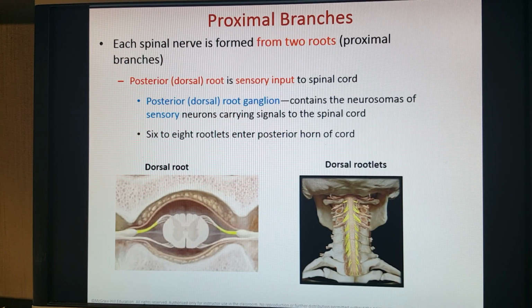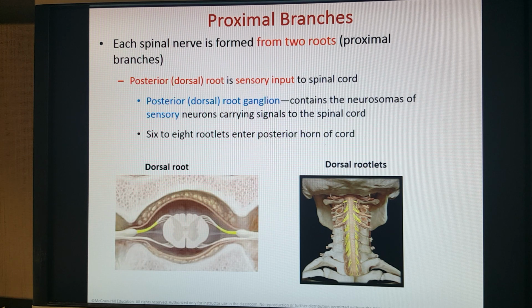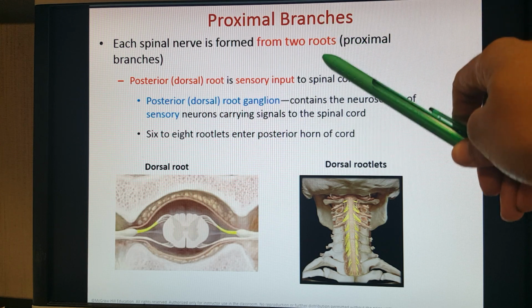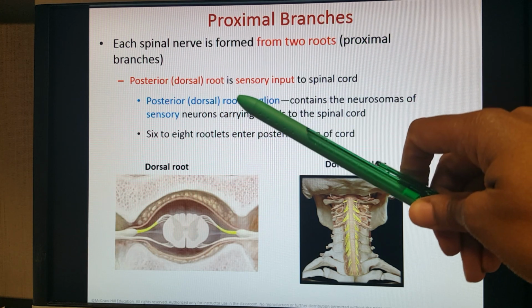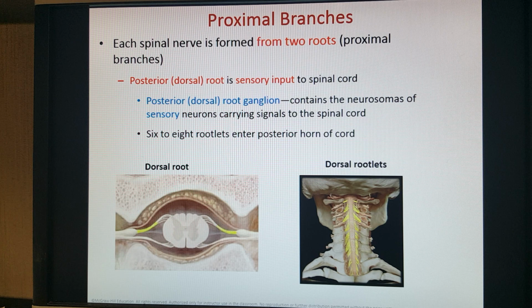For each spinal nerve, it starts off from the spinal cord as your proximal branches, also called your spinal nerve roots. So there's two roots. You have your posterior dorsal root, so again in the back. That's where you receive sensory input into your spinal cord.